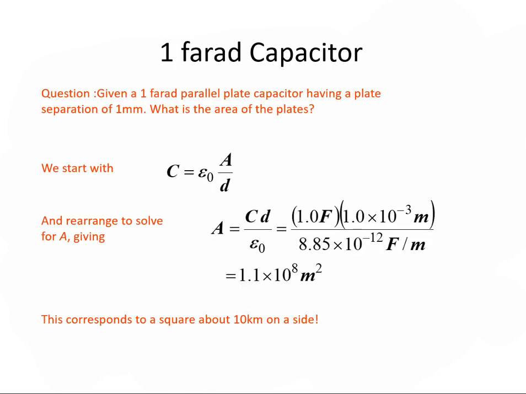So coming to another example: given a 1 farad parallel plate capacitor having a plate separation of 1 millimeter, what is the area of a plate? You know the formula, C is equal to epsilon naught A divided by D. We have D here, and we need to find the area. We know epsilon naught is 8.85 multiplied by 10 raised to the minus 12, and we have C equal to 1 farad. So put in the values of everything, and you will get your value of A, which is the required answer.